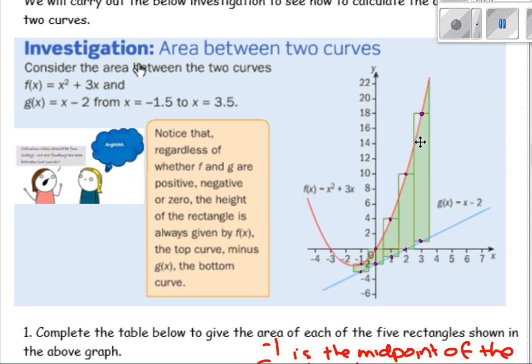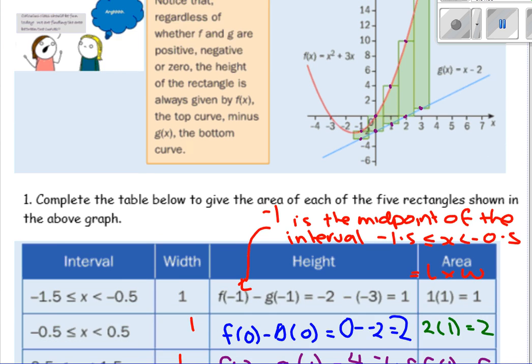So areas between two curves, what we're doing is we're breaking the area into 5 different rectangles. We worked out that the width of them is all just 1, and we've worked out the height of them by doing this y coordinate minus that y coordinate, this y coordinate minus that one, this y coordinate minus that one is how we got the heights. And then the areas of each rectangle, of course, are going to be length times width, base times height.